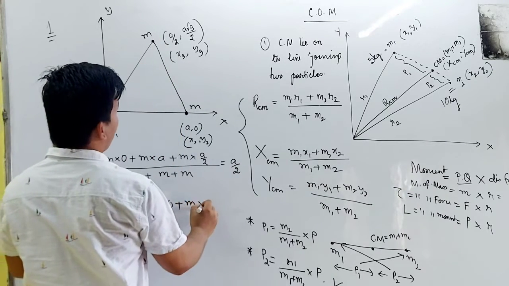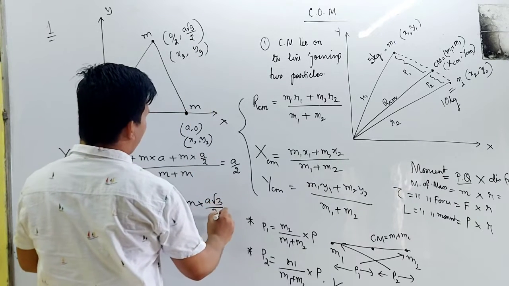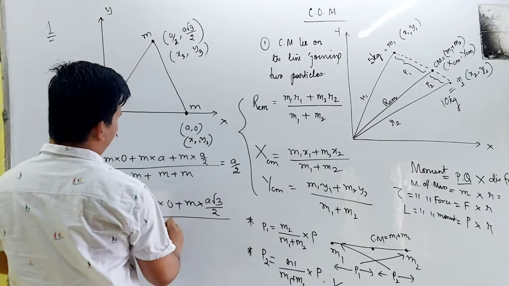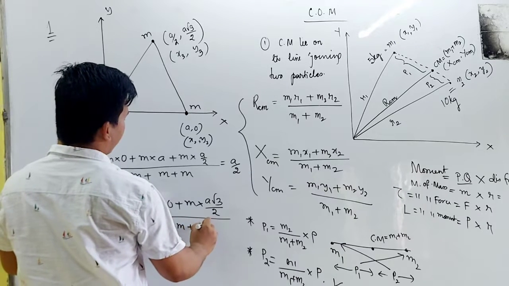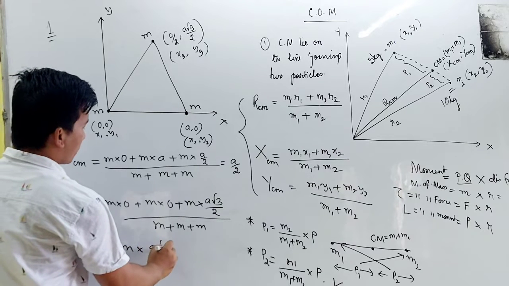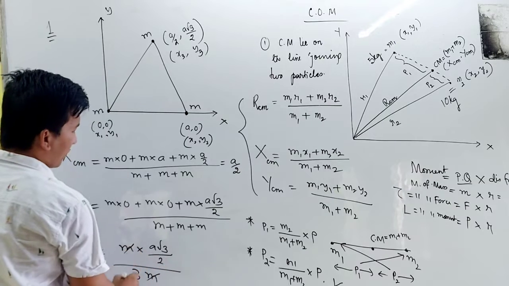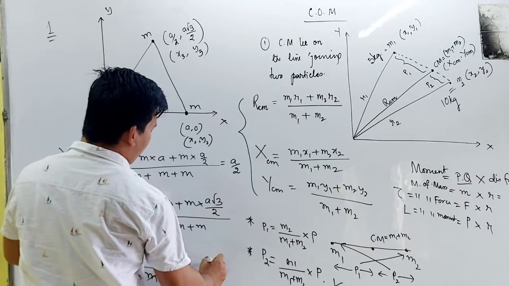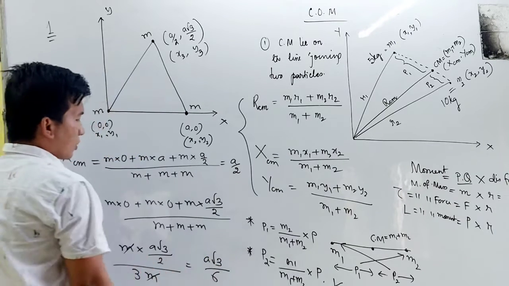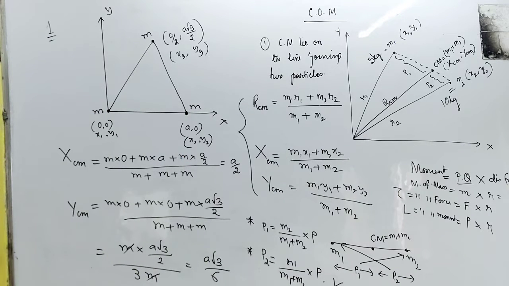What about your m3? This is m into what about your y3? This is a root over 3 divided by 2, divided by m plus m. So we will be having m into a root over 3 divided by 2, divided by 3m. So m and m get cancelled out and we are left with a root over 3 divided by 6. So we will be having the coordinate of xcm, ycm as a by 2 comma a root over 3 divided by 6.